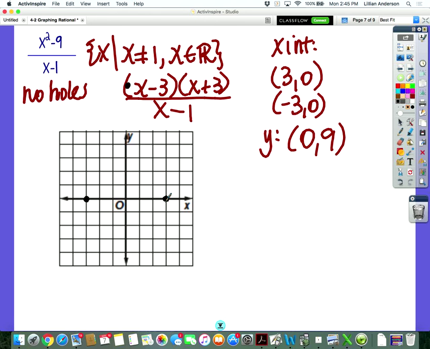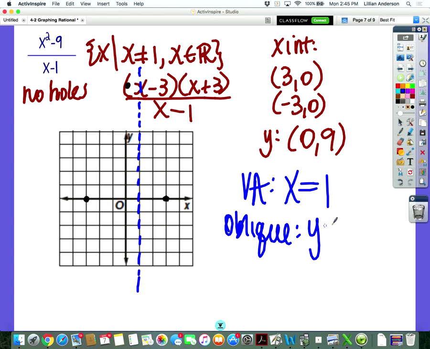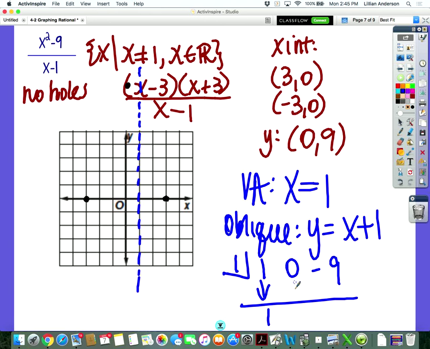Vertical asymptotes, do I have any? What is it? X equals 1. Do I have a horizontal one? Yes. That's not horizontal, it's actually slant, oblique. It is y equals what? X plus 1. You get that by doing the opposite and then putting in the coefficients. Don't forget that placeholder. 1, 1, 1. That negative 8 we're not concerned with, only the coefficients.